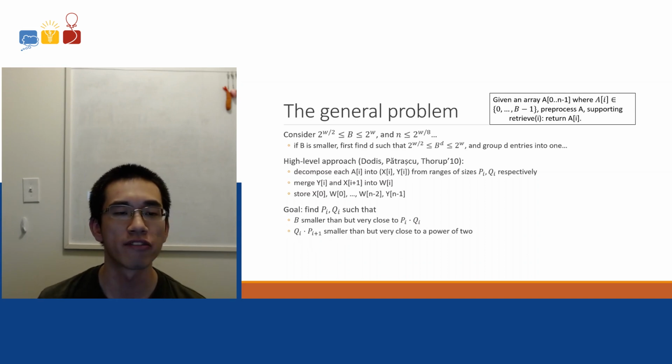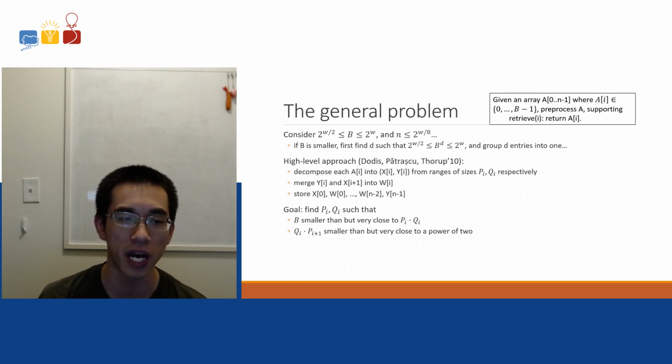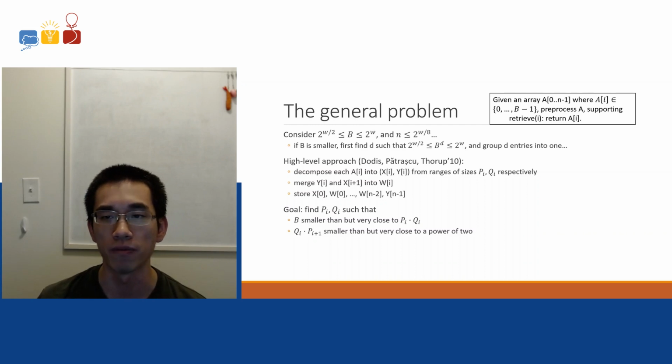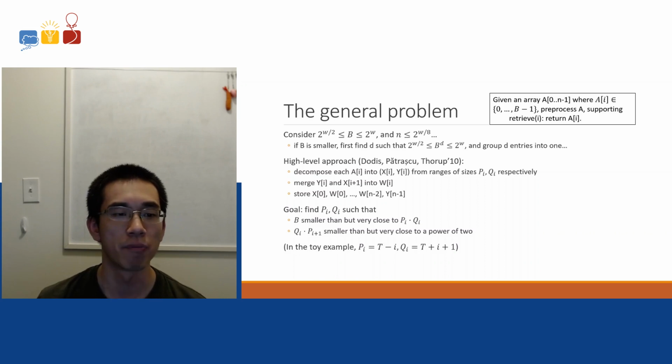So the goal of this idea is to find these two sequences of parameters, pi and qi, such that b is smaller than the product of pi and qi, but very close to this product so that it doesn't waste much space. Also, the product of qi and the next pi plus 1 should be smaller than, but very close to, some power of 2. In the example we saw earlier, pi was set to t minus i, and qi was set to t plus i plus 1.